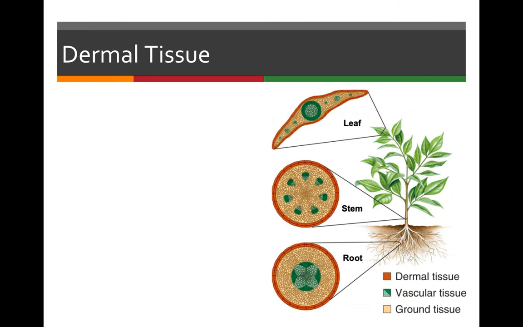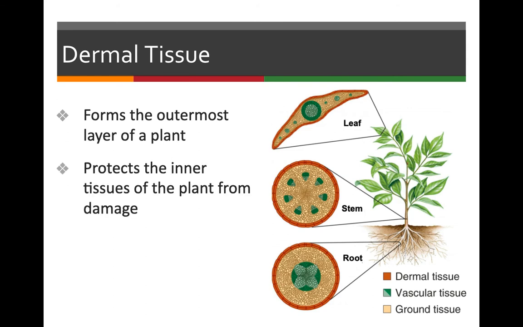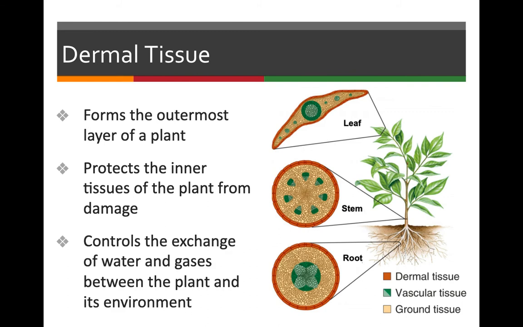So dermal tissue, which is shown in the image as the darker, like the orangey brown color. As you can see, it is forming the outermost layer of the plant. It protects the inner tissues of the plant from damage, and it's controlling the exchange of water and gases between the plant and its environment.